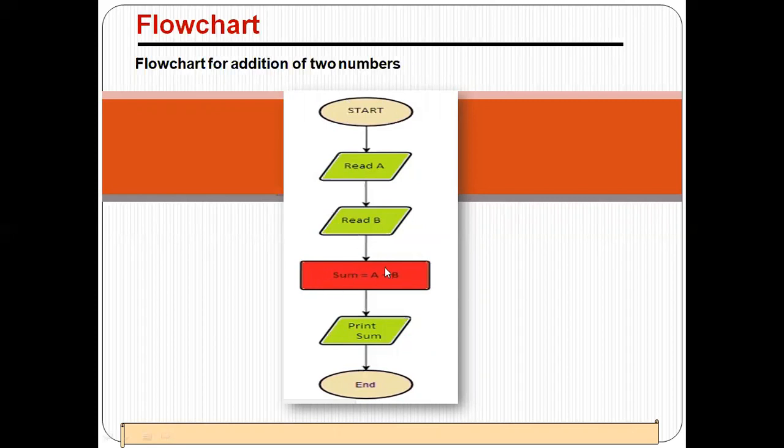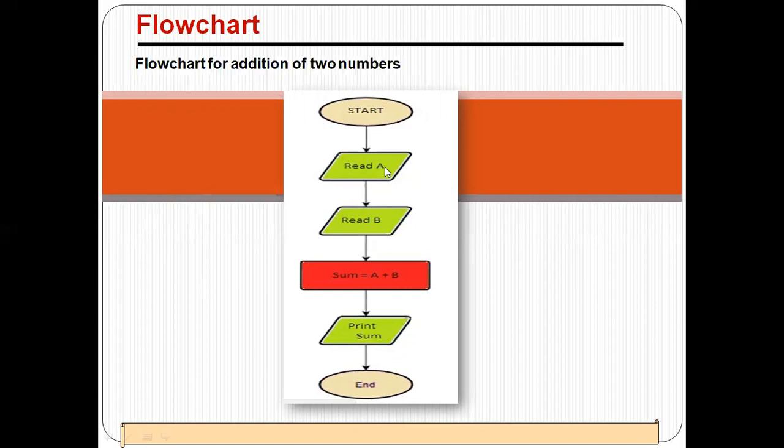Now you have to make a calculation in a rectangle. Sum equals A plus B. The input and output symbols are the same. The calculation part is different: this is sum equals A plus B. This processing part is different. The input and output part is the same. The starting and ending part is the same.